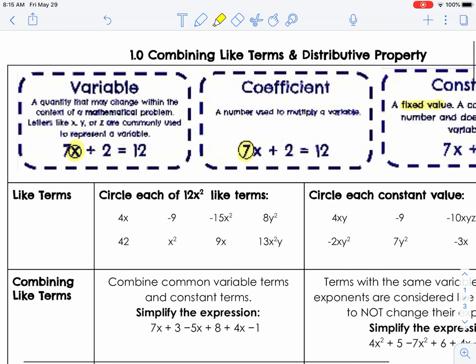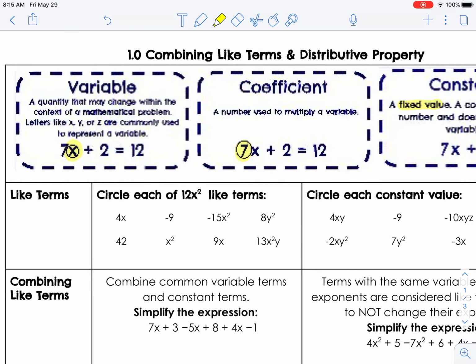And then we have something that we are going to be combining to start off with, and that's a like term. So a like term means that it has the same variable and same exponent. Okay, so the coefficient doesn't matter here, the constant doesn't matter here. If we have the same variable with the same exponent, they are going to be like terms.